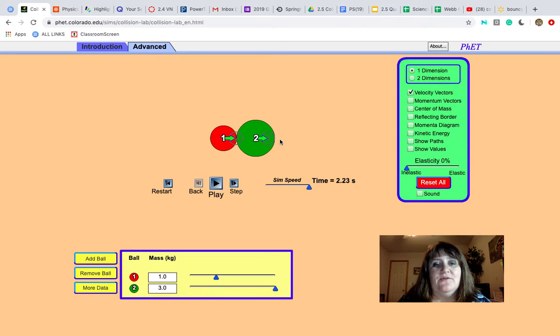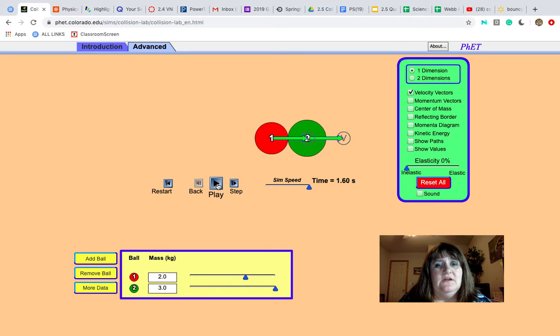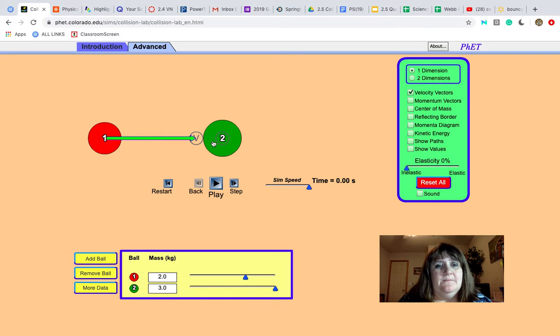And notice I've got the arrows to show the velocity. So either they both move or only one of them moves. Maybe this one moves really fast and it's a 2. And what happens if they move toward each other and they're the same size?